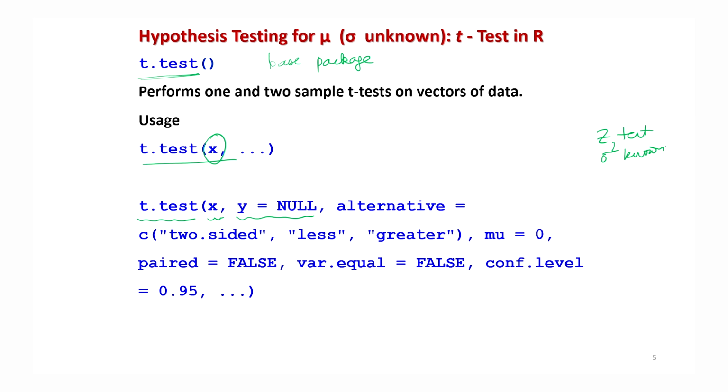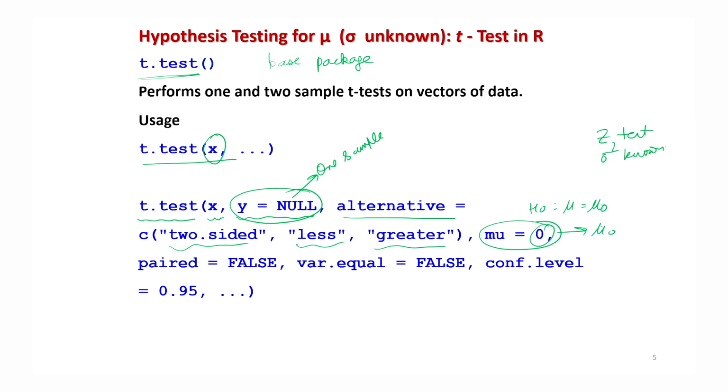So in the two sample test also the same command is used, and there we will have to give the value of y. Otherwise, in the one sample case we are using it as null. One sample means there is only one variable on which we obtain the data. Now the alternative I have to choose, whether two-sided, less or greater. Mu is equal to 0. This is actually the value of mu naught, right?